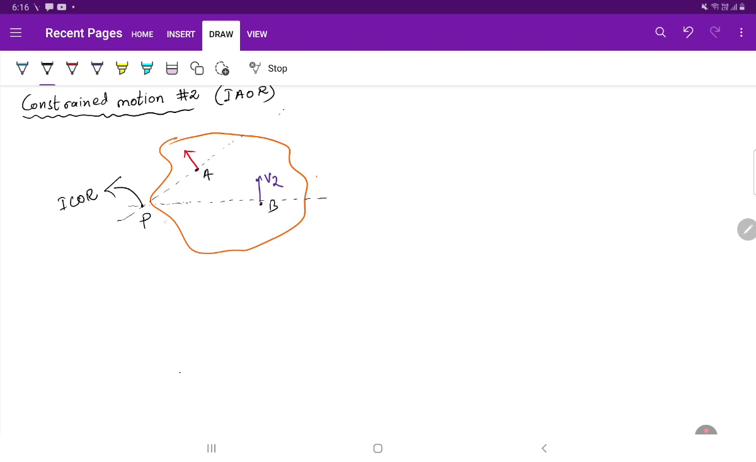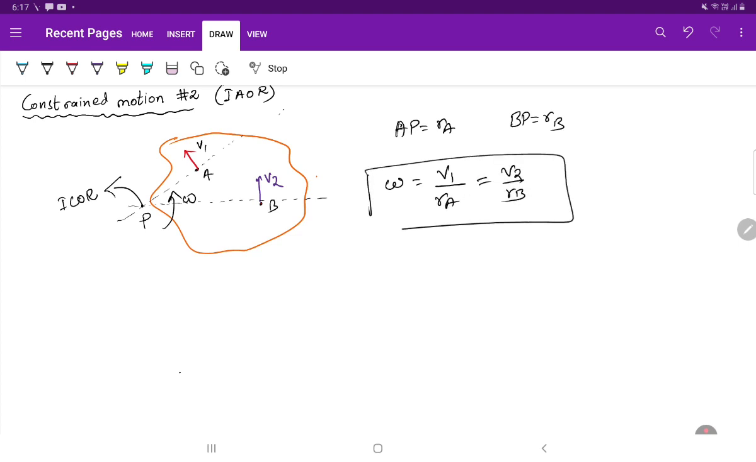Now with respect to P, this whole body will move with some angular velocity omega. Okay. Now let me say that this distance AP is equal to RA, and BP is equal to RB. Then we say that omega is equal to V1 by AP, which is V1 by RA, which is equal to V2 by RB. And that's the method in which we can find the value of omega also.